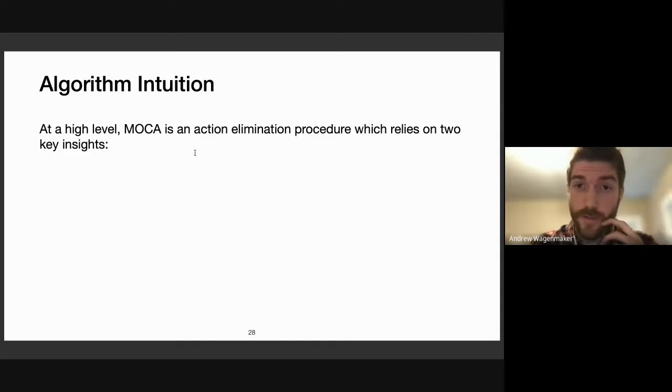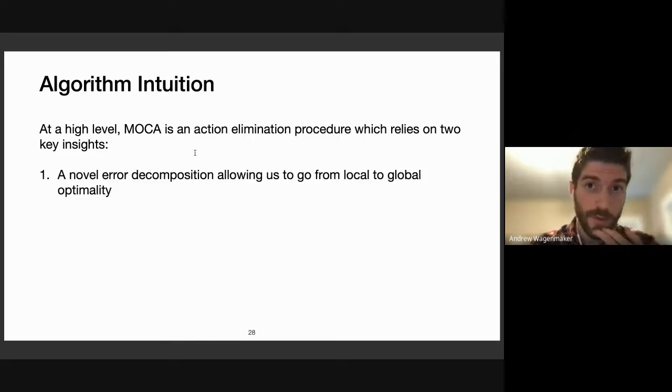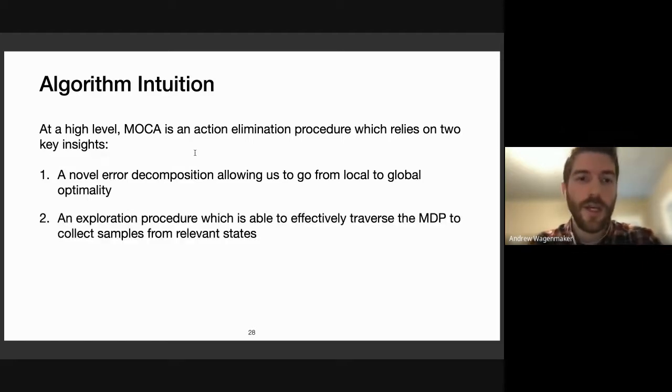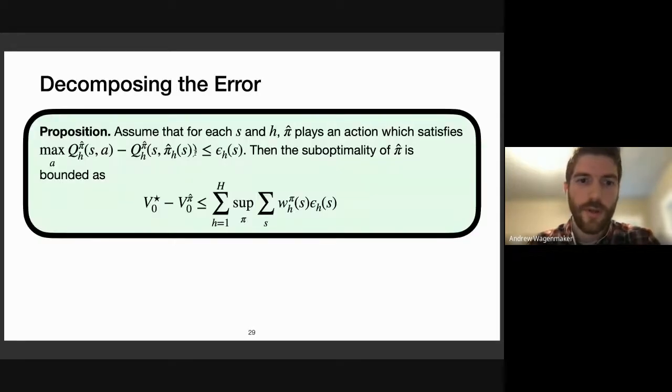Basically, Mocha is essentially an action elimination algorithm. And there are really two insights that we use to get this sample complexity. The first is a new error decomposition that allows us to go from a very local notion of optimality to a global optimality, which I'll describe in a second. And then we also come up with an exploration procedure which is able to efficiently traverse an MDP to collect relevant samples. To the first point, assume that for every state and every horizon, we have some policy pi hat which plays an action which satisfies the following.